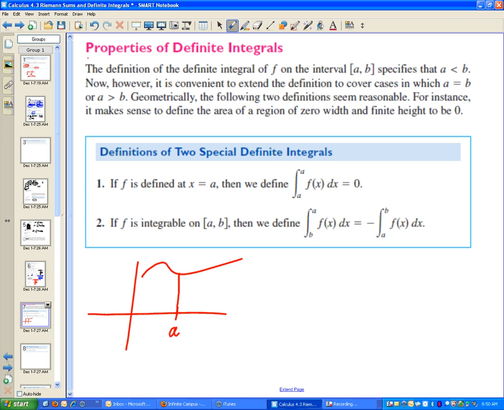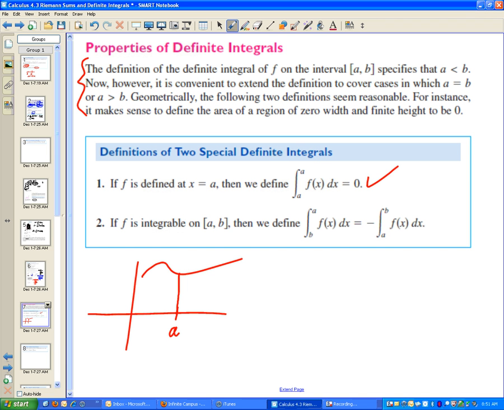Okay, let's look at this part right here I skipped over before we do number 2. It says the definition of the definite integral of f on the interval from a to b, since it is the interval from a to b, that specifically means that a is less than b. Now, however, it is convenient to extend the definition to cover cases in which a equals b, that's what we did there, or a is greater than b.